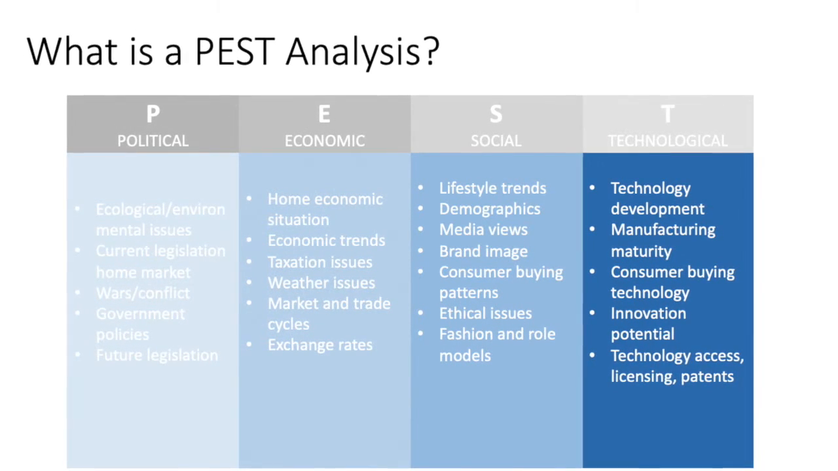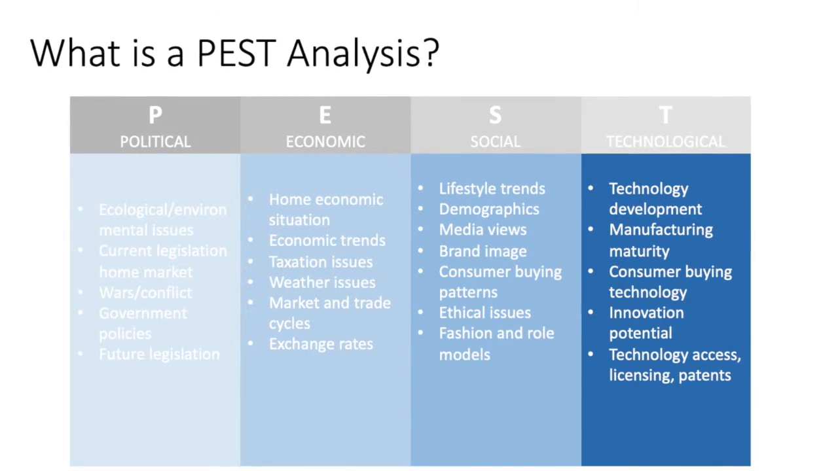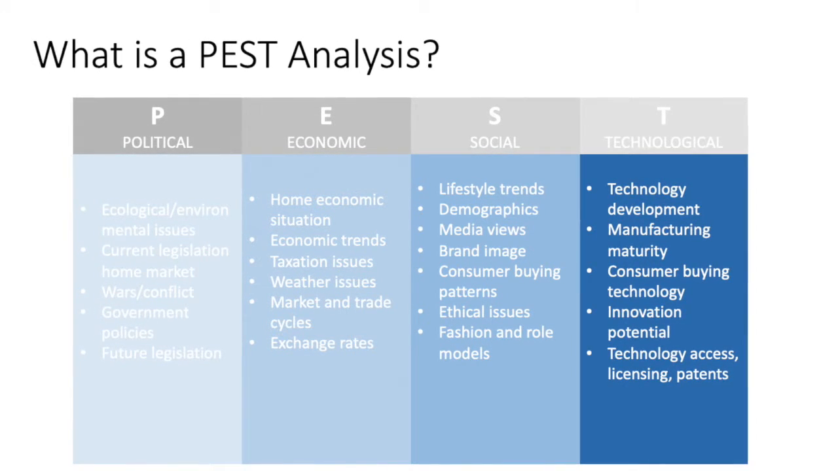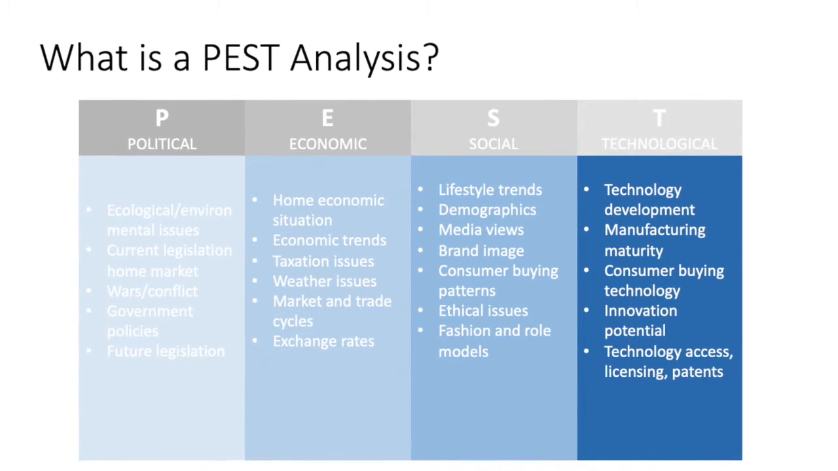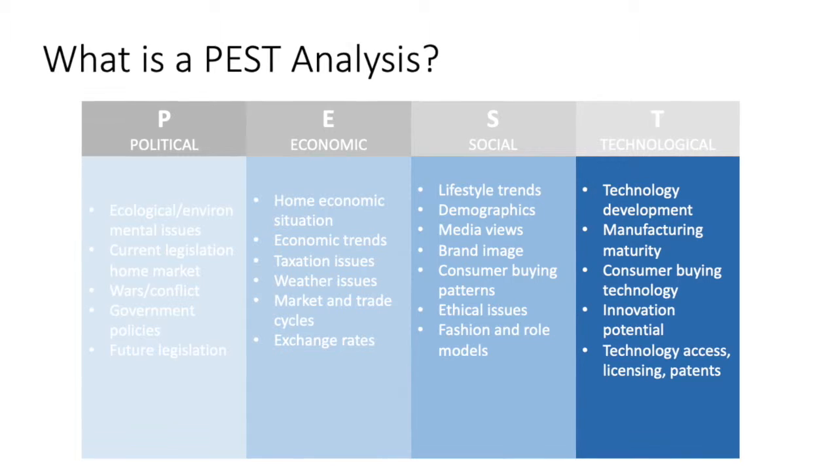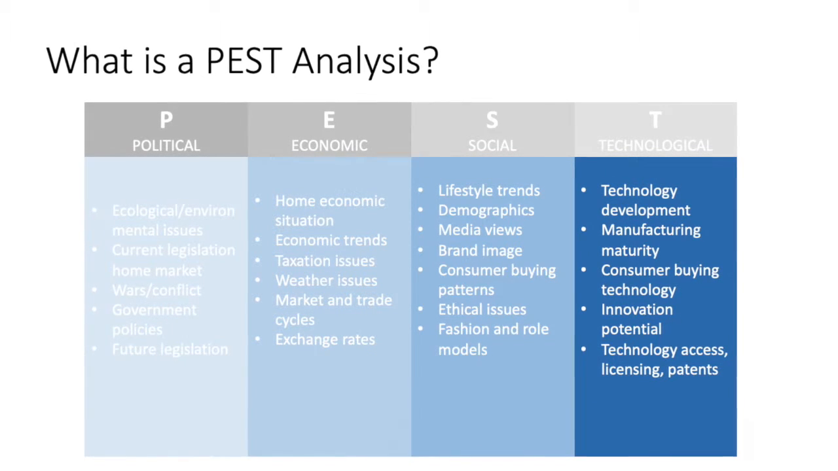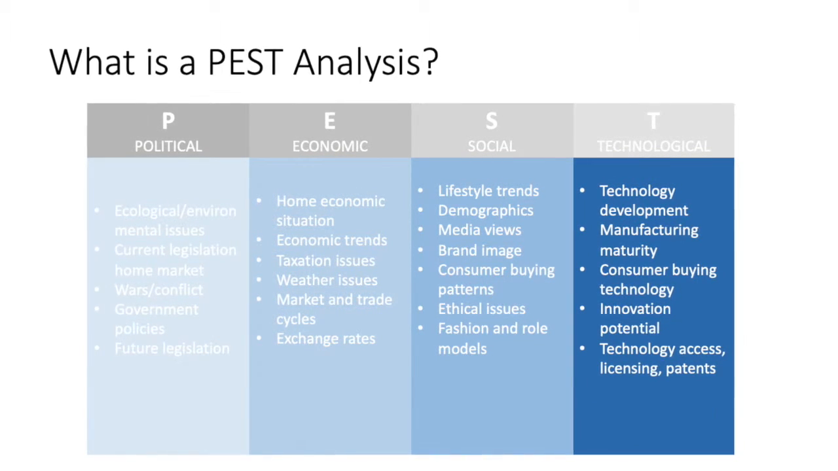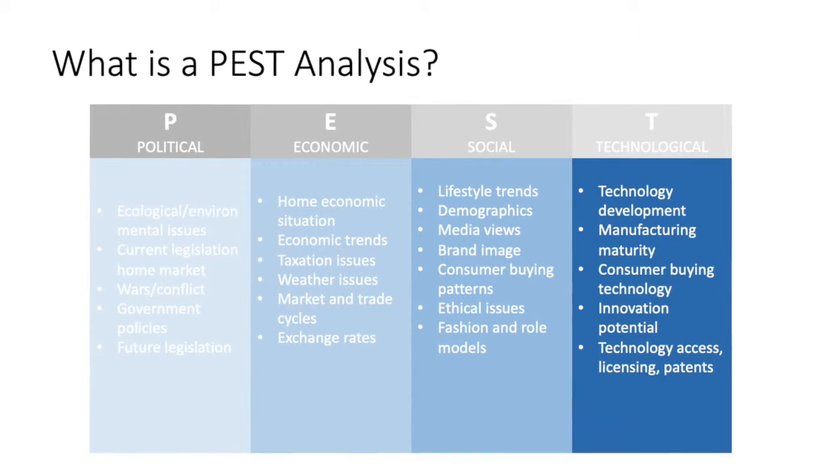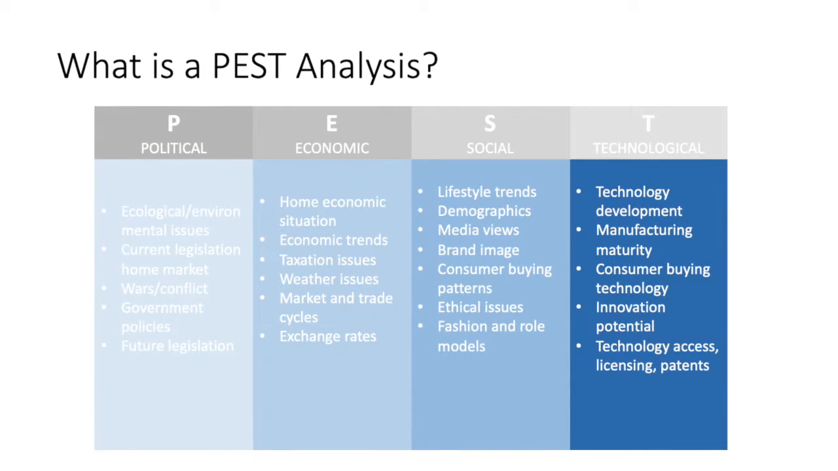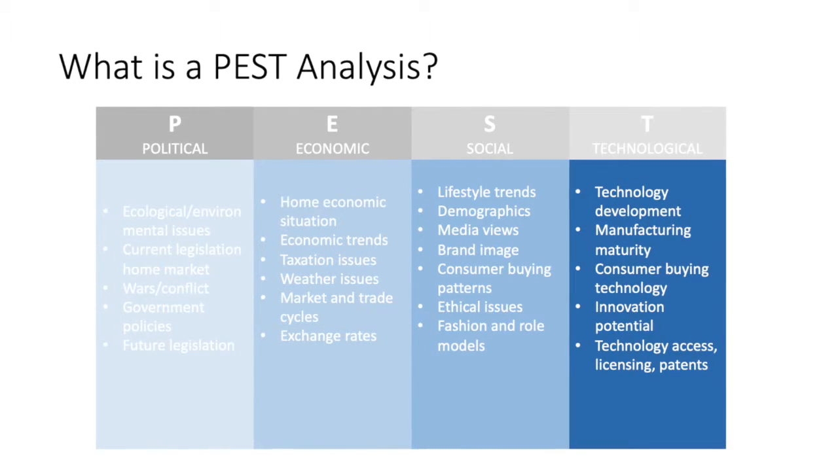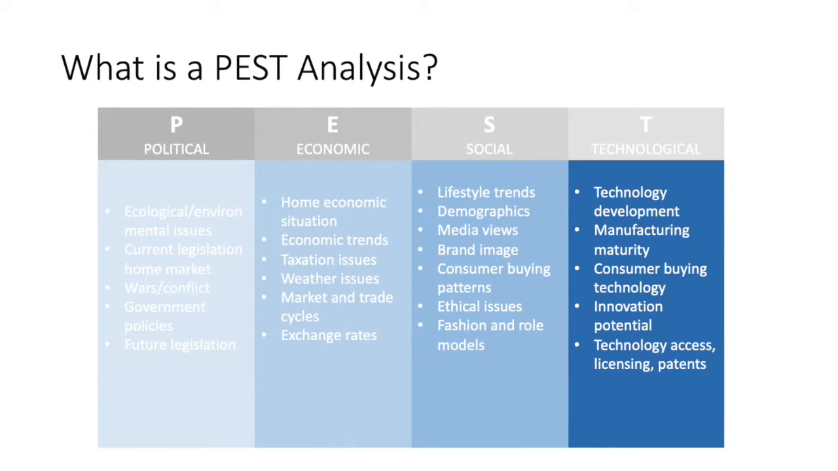Economic could be home economic situation, economic trends, taxation issues, weather issues, market and trade cycles, exchange rates. Social could be lifestyle trends, demographics, media views, brand image, consumer buying patterns, ethical issues, fashion, and role models. T for technological could be technology development, manufacturing maturity, consumer buying technology, innovation potential, and technology access, licensing, and patents.